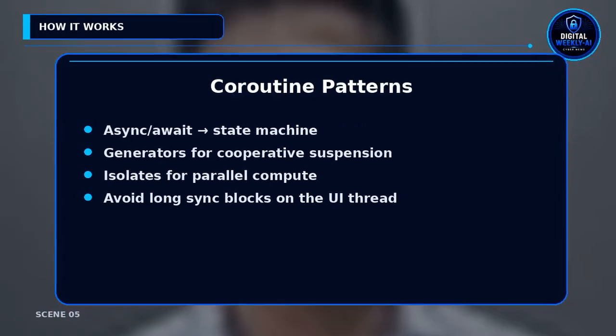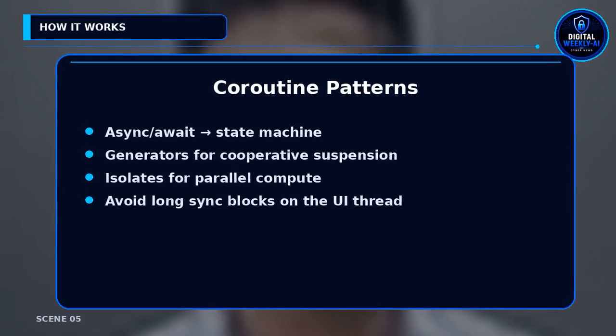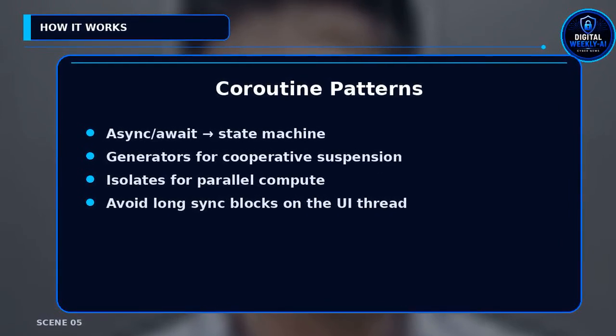Dart does not have a coroutine keyword, but async and await implement equivalent behavior. Async await becomes a state machine. Dart's event loop has a microtask queue and an event queue. Use generators for coroutine-like, frame-by-frame work. Use isolates and the compute helper for heavy CPU tasks. Prefer cooperative suspension for logic and isolates for parallel compute.